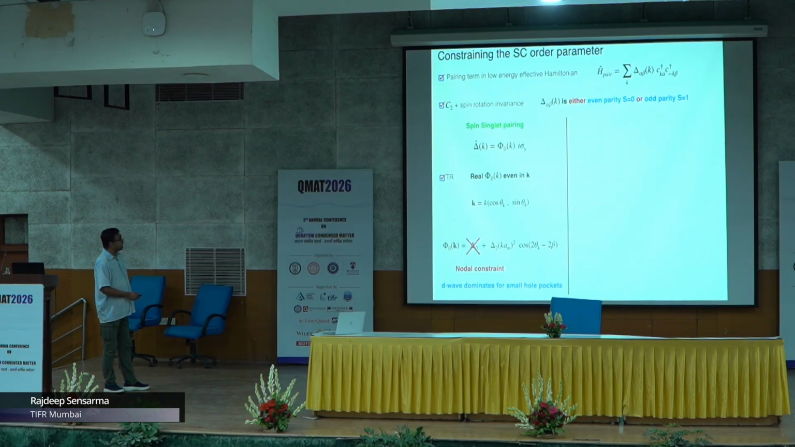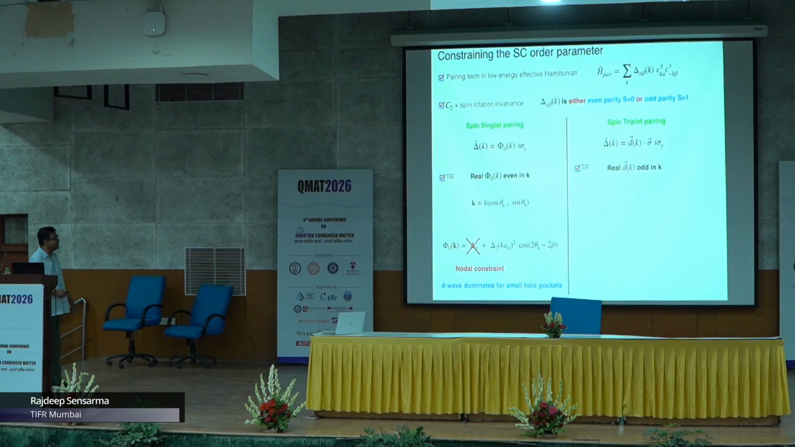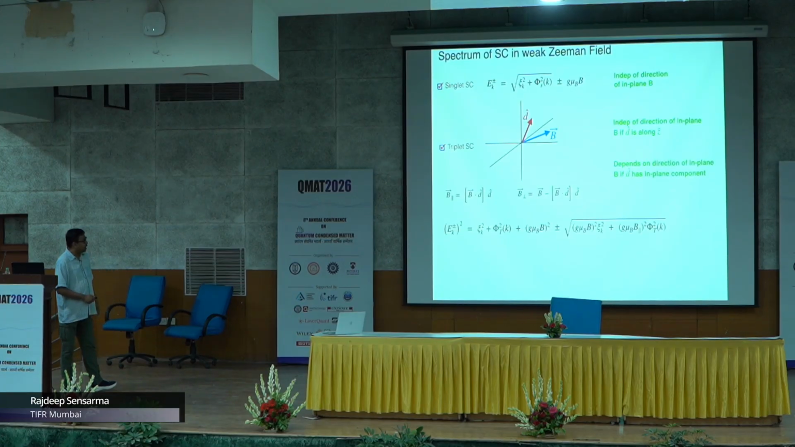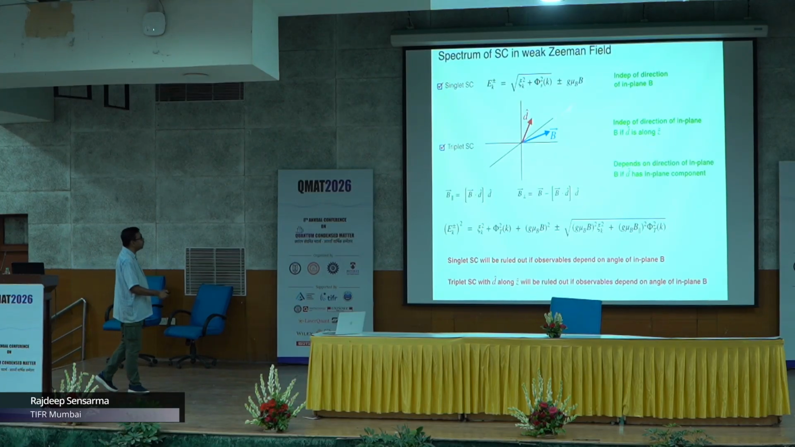Okay. If you take spin triplet pairing, you get this famous D vector, and time reversal will tell you d_k is real and odd in k. If you put in the nodal constraint, this is a very, very important thing. If you just say that all three components of D have to vanish along a particular direction, you will see that you will end up with a D vector which is independent of k and a phi 1k which is essentially p wave.